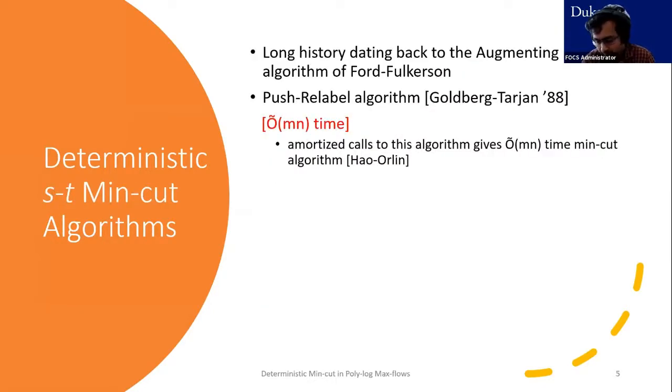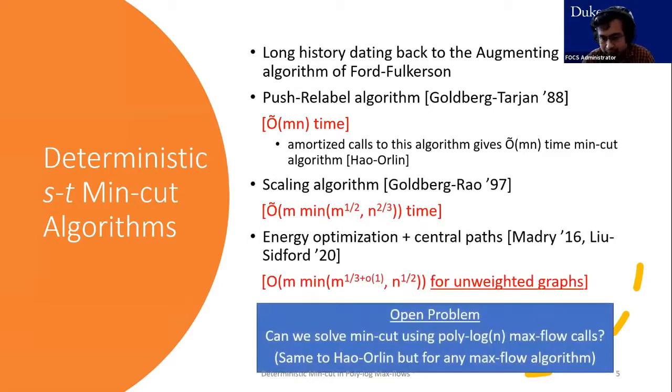Since then, there have been many advances in ST min-cut algorithms, because there have been advances in max flow algorithms. Currently, the fastest running time that we know of for the ST min-cut problem, even using deterministic algorithms, is something like m to the 4/3. So that could be much faster than mn. The question that we are asking is, can we actually solve min cut using polylog max flows, irrespective of which max flow algorithm you use? That will certainly help us translate these gains in the max flow algorithms to the min-cut problem as well.